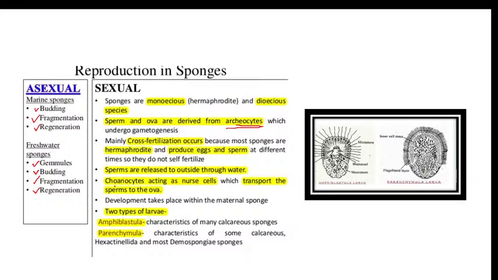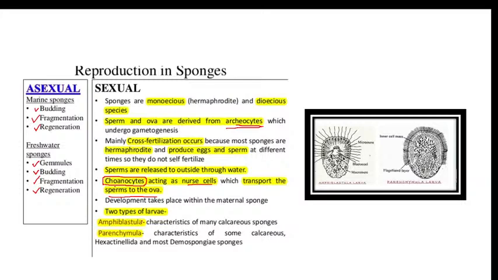Then choanocytes act as the nurse cells which transport the sperm to ova. What is the specialty of these choanocytes? Choanocytes are totipotent cells. Choanocytes also help in nutrition. They can also differentiate to form the sperms and ova.